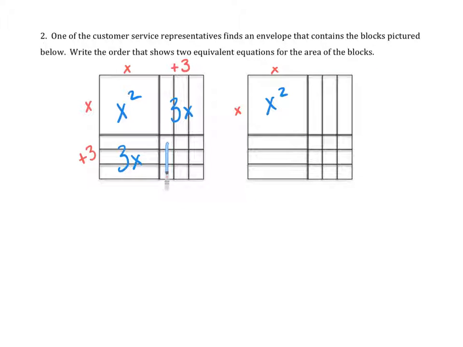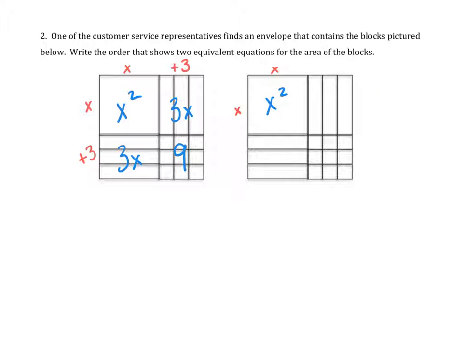So how many units did I have to add here? I have 3 here, and then I have 3 here. So 3 times 3 is going to be 9, right? So that means that for this particular square right here, the area of it is x squared plus this section right here, 3x, plus this section right here, 3x, plus this section right here, which is 9.